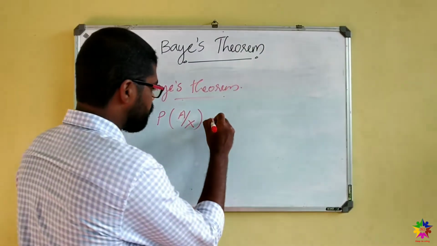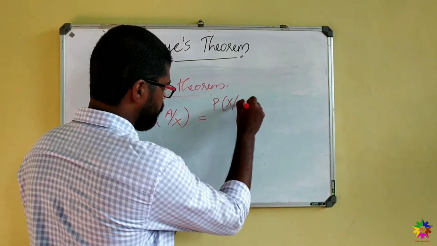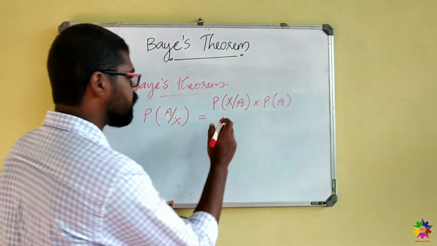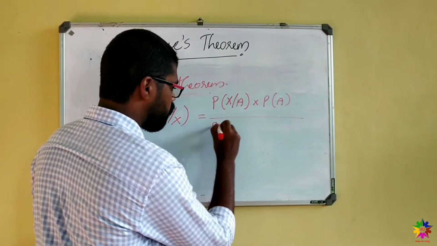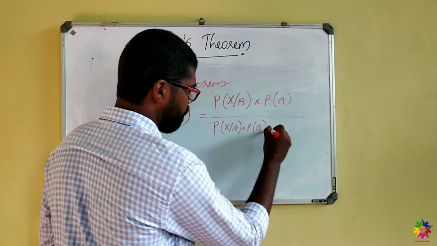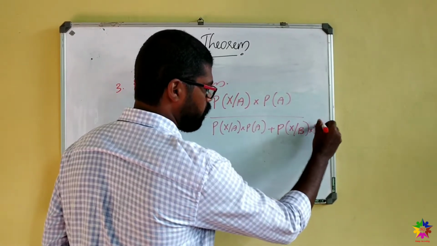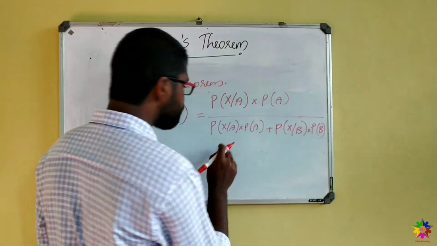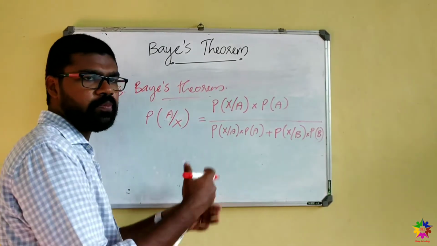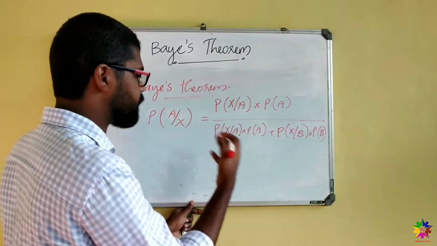We have an equation: probability of a given x is equal to probability of x given a into probability of a, and suppose there are 2 boxes, then divided by probability of x given a into probability of a plus probability of x given b into probability of b. In this case, we have only 2 boxes and we are choosing something, for example, red balls. The condition or the elements that we are choosing is denoted as x.